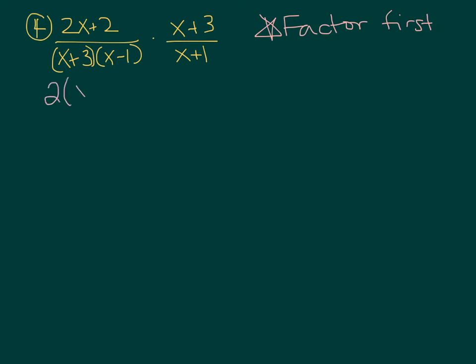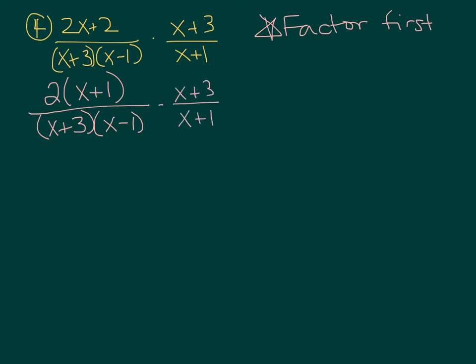I can factor out a GCF of the 2x plus 2. That gives me 2 times the quantity x plus 1. My denominator is x plus 3 times x minus 1. I have this whole thing times x plus 3 over x plus 1. So now, I always like to put parentheses here. You don't have to, but I think it's nice.